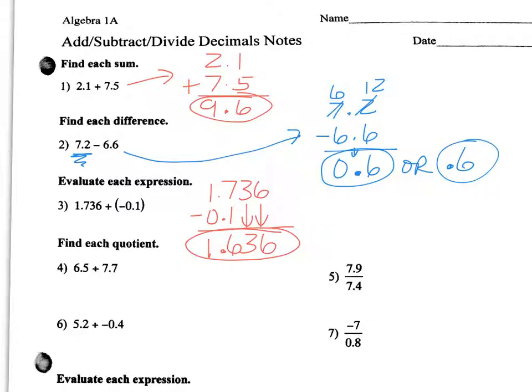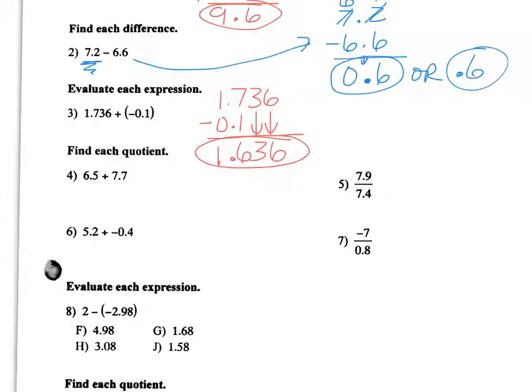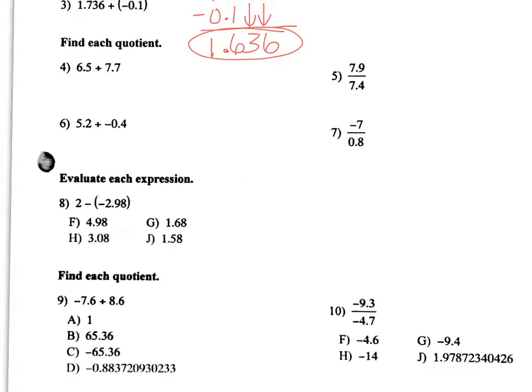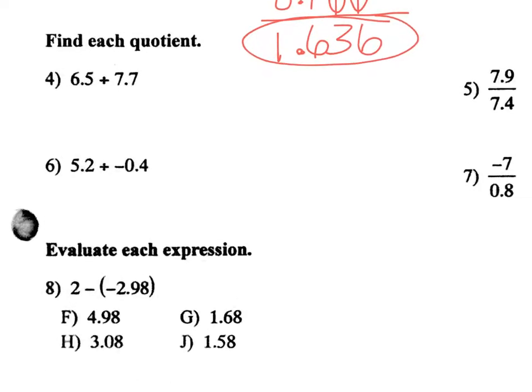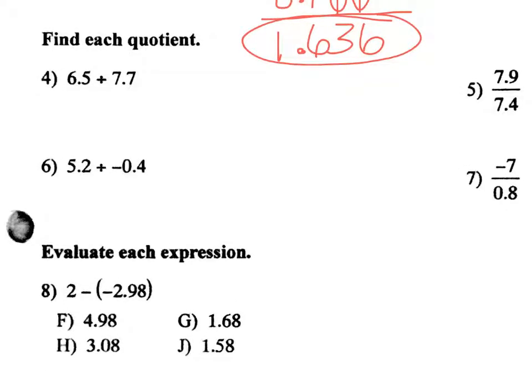Okay, what about quotients? Quotients are a little bit harder. So all a quotient is, is division. So one of the things I want you to do is first just think logically. I have 6.5 divided by 7.7, and that's going to be less than 1. So how do you write this?